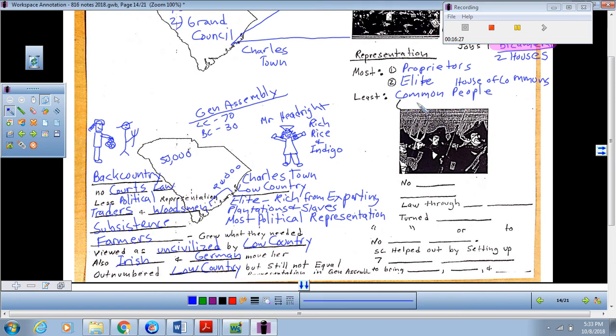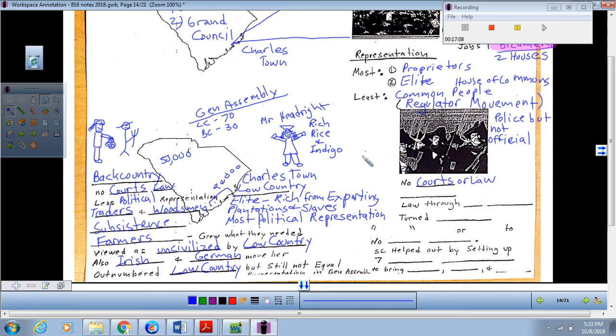So, the regulator movement occurs in the backcountry of the Carolinas. The regulators, they were like police, but they were not official. They were just citizens who were sick of being taken advantage of by criminals who had nothing to fear because there was no law. The backcountry had no courts or law, and criminals were taking advantage of the honest people.